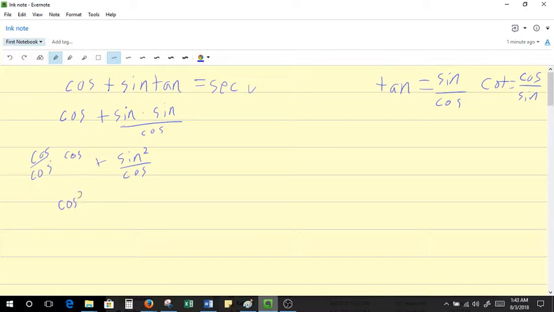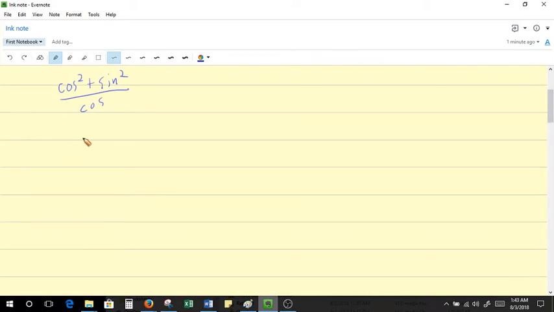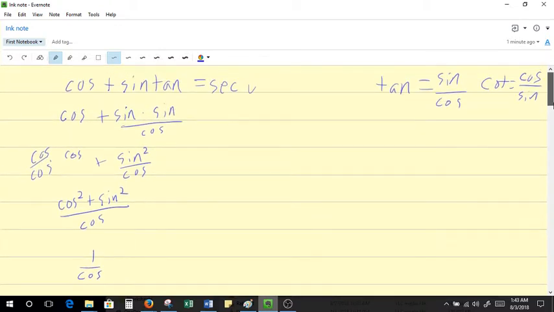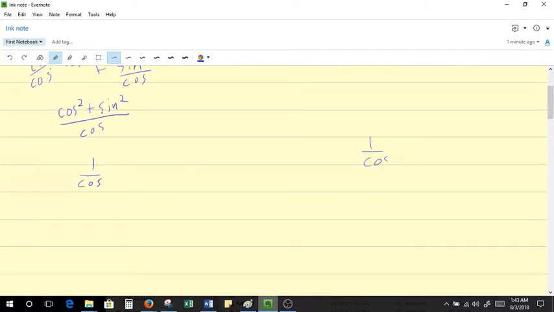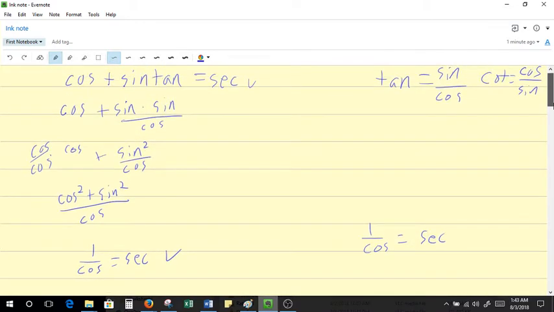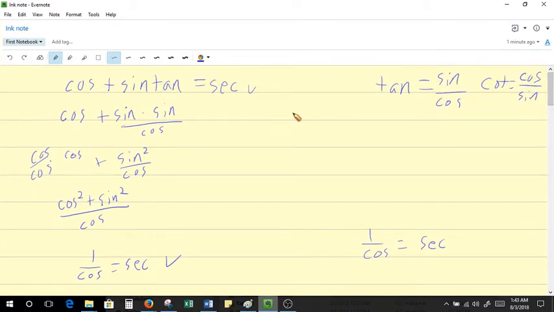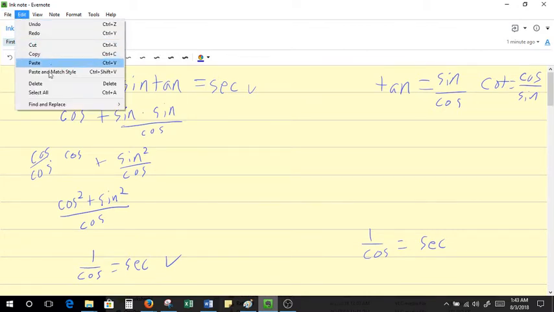So cosine squared plus sine squared all over cosine. This, again, is an identity that equals 1. 1 over cosine. So I can't simplify it down any further than that. So let's see what our original thing was asking for. It was secant. Well, 1 over cosine is secant, so this works. Check. We prove that to be true. All right, to the next one.